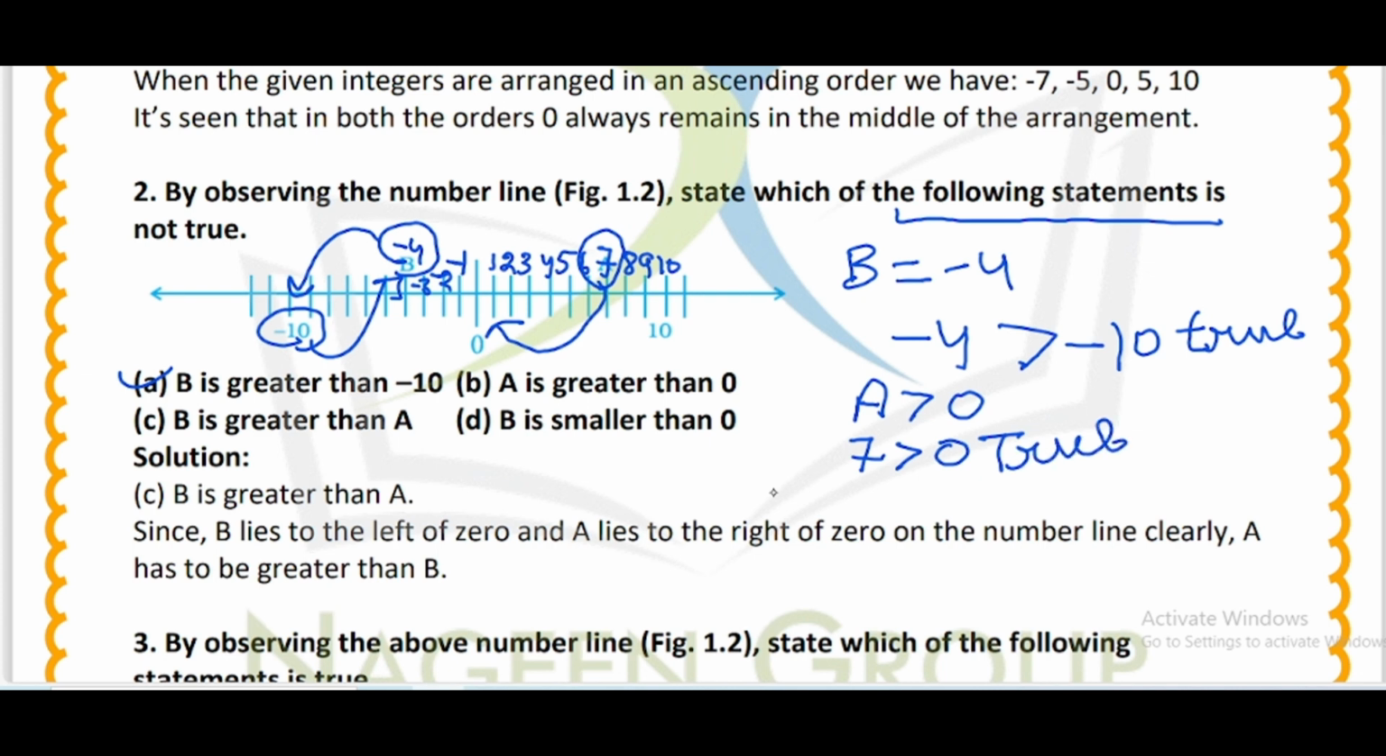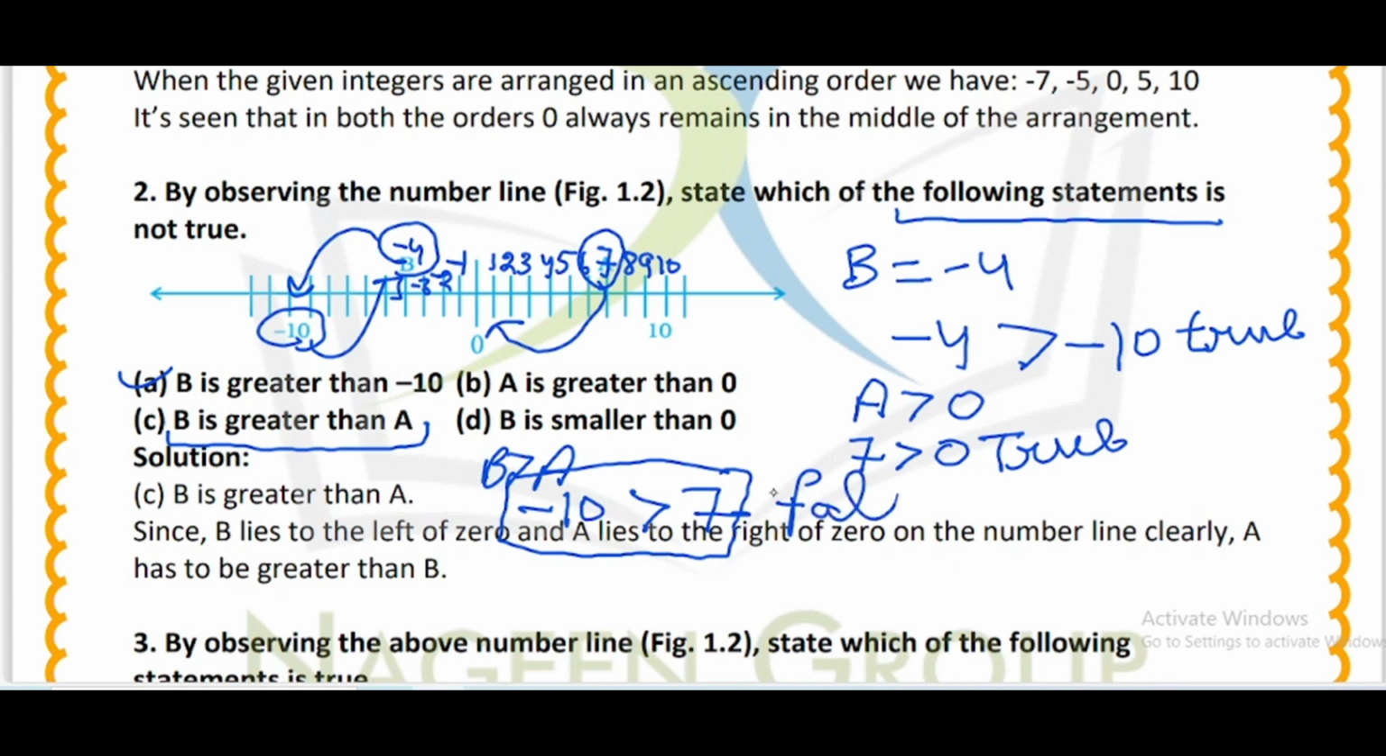Then the next is B is greater than A. Then the value of B is -4, and the value of A is 7. Then comparing -4 and 7, 7 is on the right side of -4. It means 7 is greater than -4. But the statement says -4 is greater than 7. It means it is false. Then the statement which is not true is part number C.